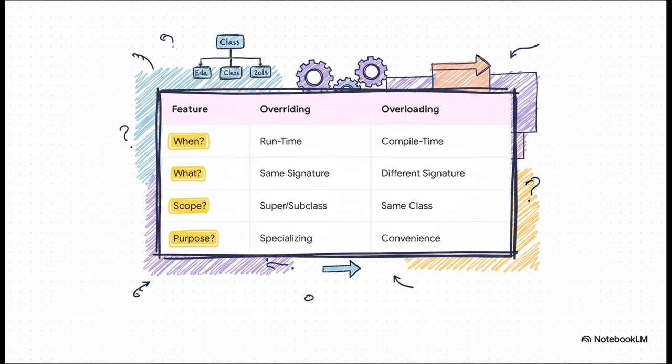Overriding is a runtime thing. It's about two different classes and the same method signature. Overloading happens at compile time. It's about having multiple methods with the same name but different parameters, all inside the same class. One is about specializing behavior, the other is just for convenience. They are not the same.